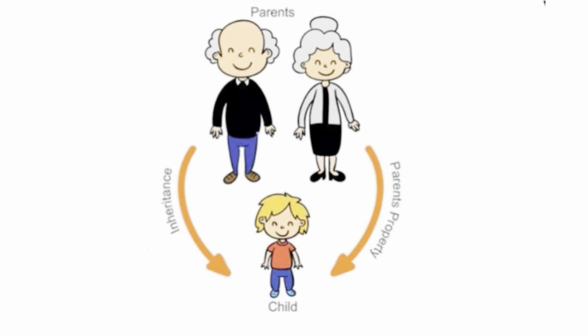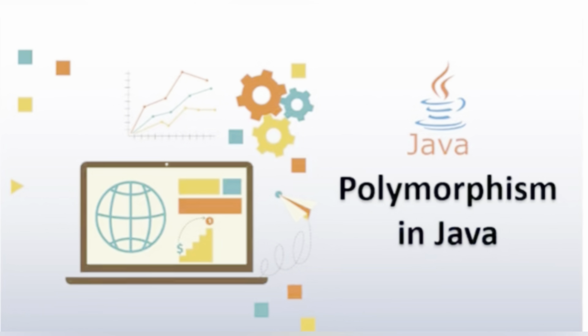First one is superclass. The class whose features are inherited is known as superclass. It is also known as base class or parent class. Next one is subclass. The class that inherits the other class is known as subclass. It is also known as child class or extended class.